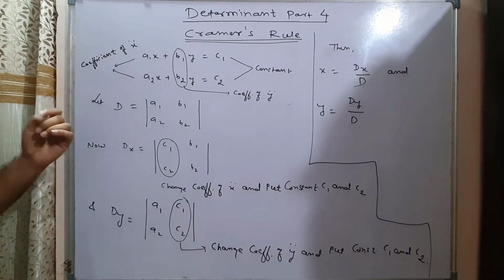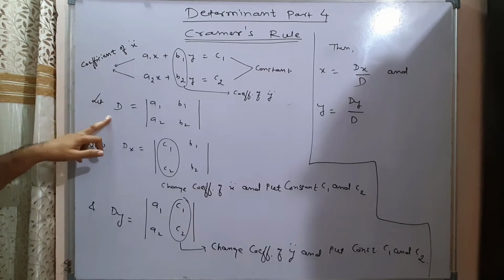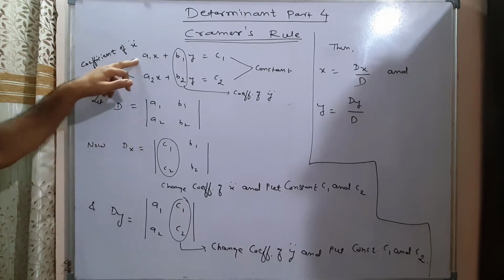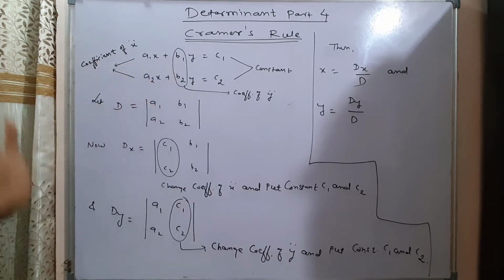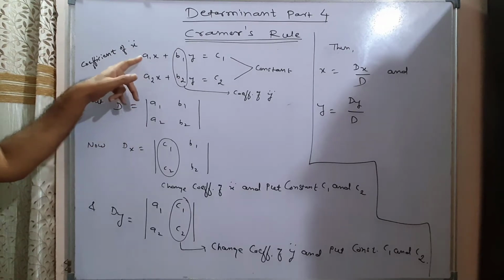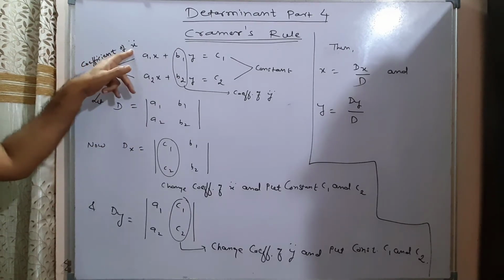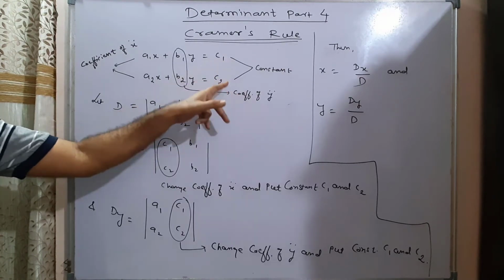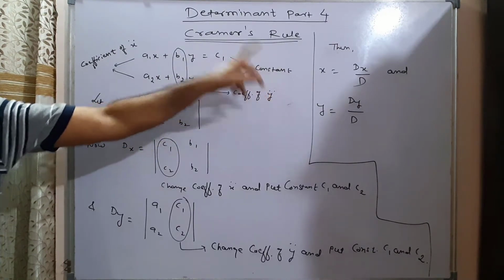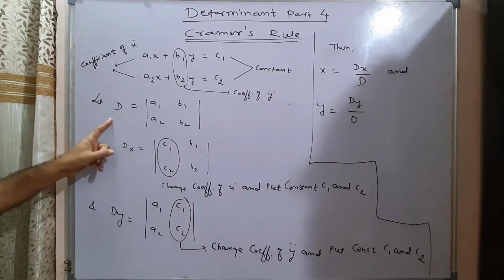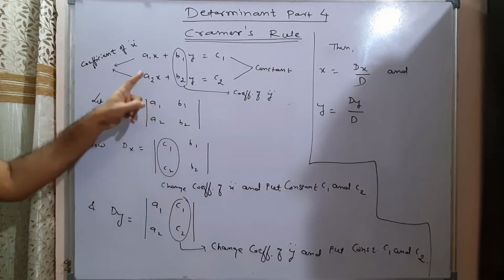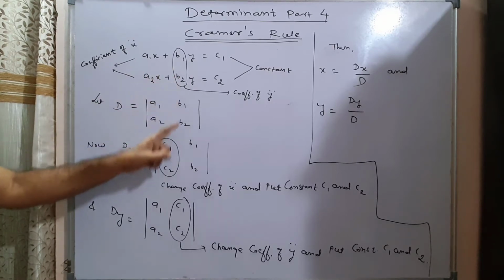So in Cramer's rule, what do we do first? First, we have to create D as a determinant containing the coefficients of x and y. Here, see, a1 and a2 are the coefficients of x, b1, b2 are the coefficients of y, and c1 and c2 are called constants. So first, D is a determinant of the coefficients of x and y. Okay, a1, a2, b1, b2.